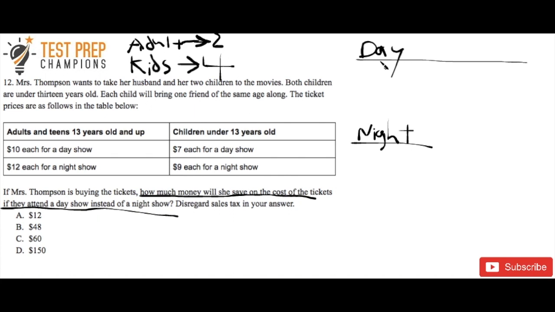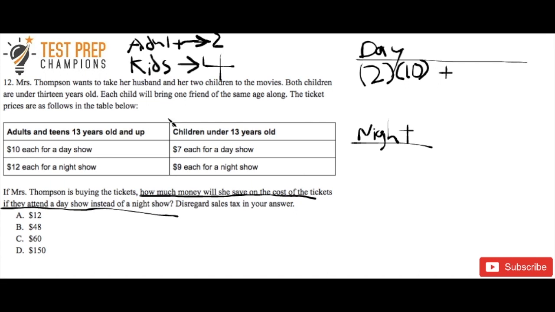So let's find the cost of a day show. It's telling us here in the chart that for adults and teens 13 and up, it's $10 each for a day show. So we've got 2 adults, and the cost is going to be $10 each. So we would do 2 times 10, and that's going to give us the cost for the adults. And then now we're going to add that to the cost for the kids.